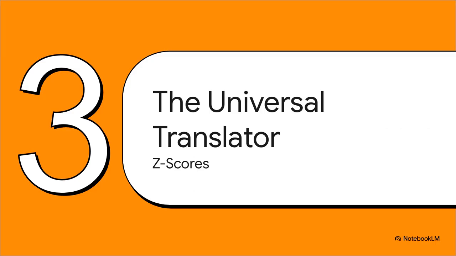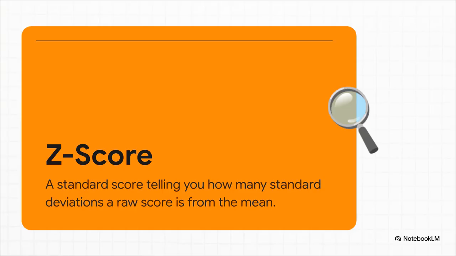So we have our map, the bell curve. We have our scale, the standard deviation. Now we just need a tool to pinpoint our exact location on that map. This tool is a type of standard score, and it works kind of like a universal translator for data. It's called a z-score, and its job is really simple, but it's incredibly powerful.